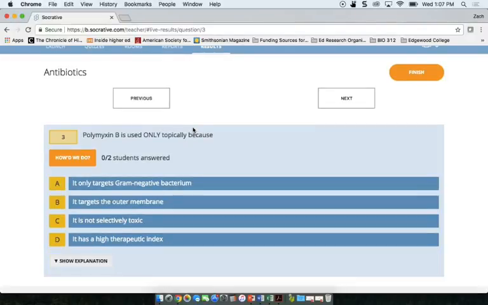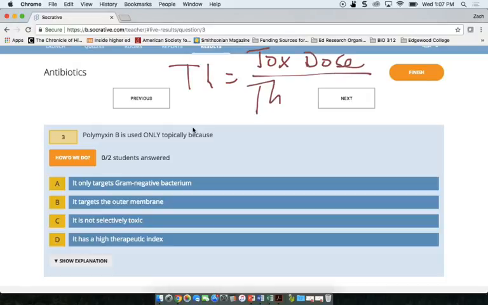We have what we call the therapeutic index. If you'll remember, I think we defined that the therapeutic index is really just a ratio. And that ratio is, so TI is equal to the toxic dose divided by the therapeutic dose.